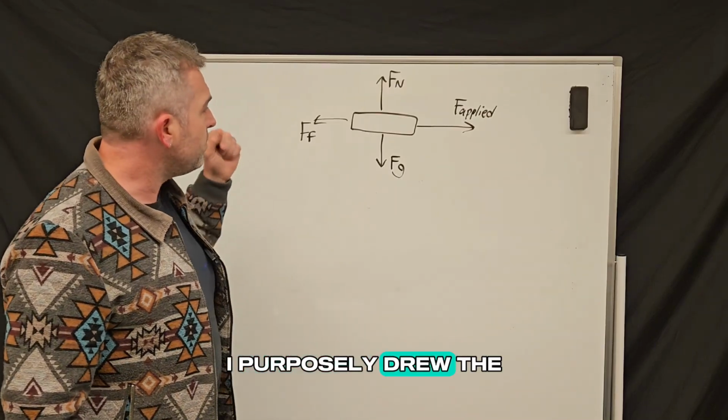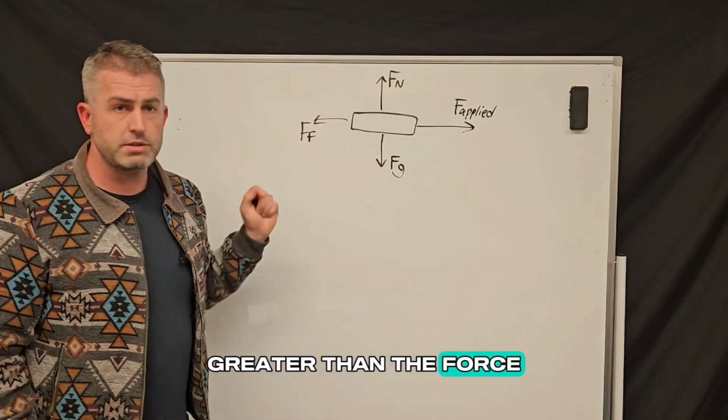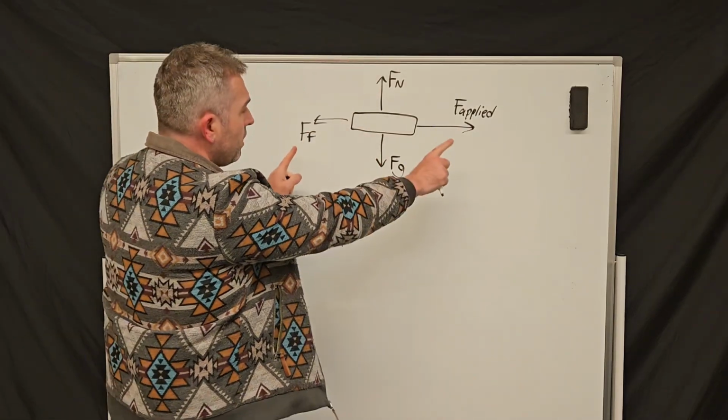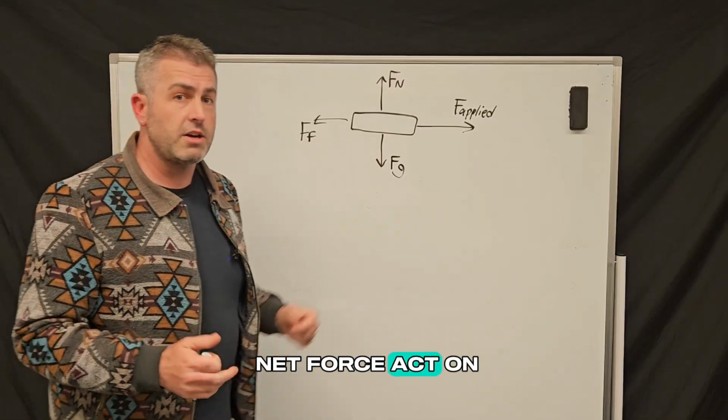Now, I purposely drew the applied force greater than the force of friction. So if I were to ignore the up and down stuff, which direction does the net force act on this book?